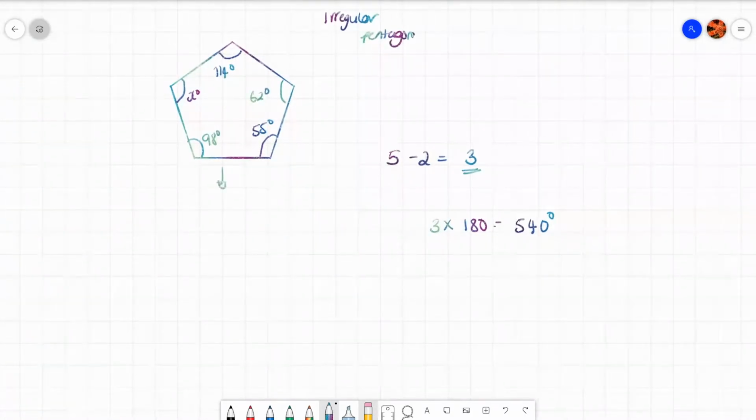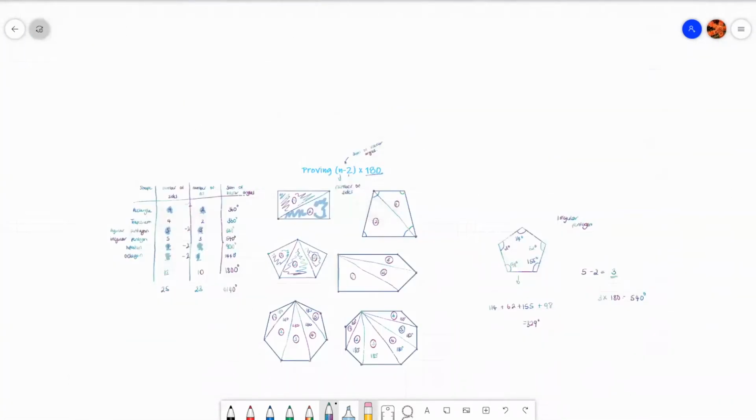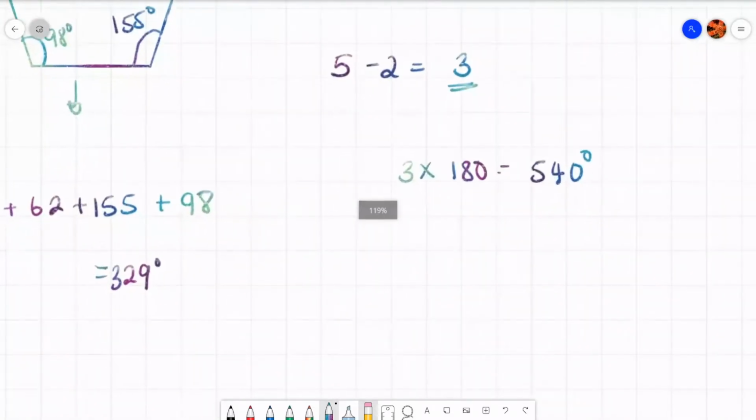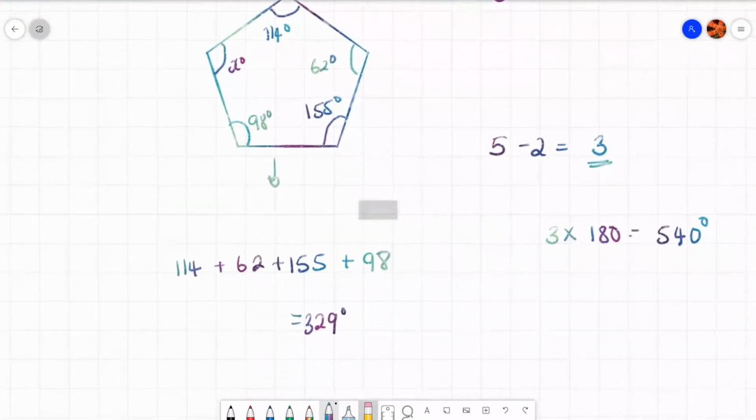Well, what do the angles add up to so far? I've got 114, add 62, add 55, add 98. So if I add that up, it gives me 329 degrees. Okay, let's change that to 155. Okay, so if I go back, just because I've made these numbers up, that's better. Okay, when I add these up, I end up with 429 degrees.